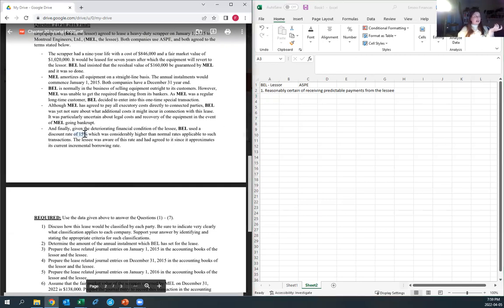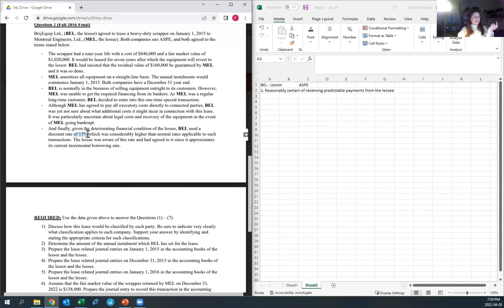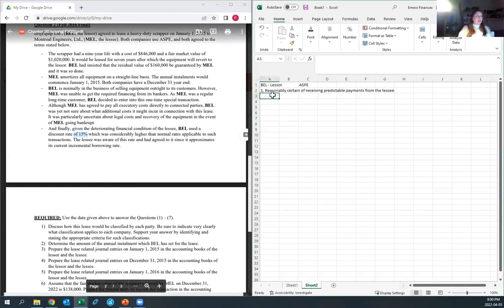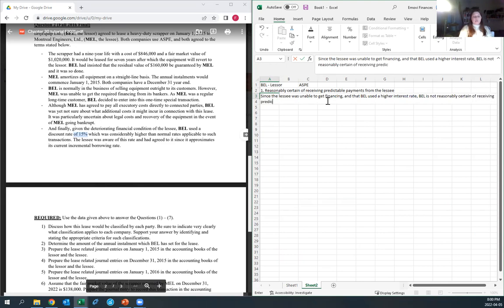And also, they increased their discount rate by 15% because they were unsure that they're going to receive all the payments. So they want to make sure that for the payments that they receive, they're going to receive more than their normal rates. So here, we can say that since the lessee was unable to get financing and that Bell used a higher interest rate, Bell is not reasonably certain of receiving predictable payments.